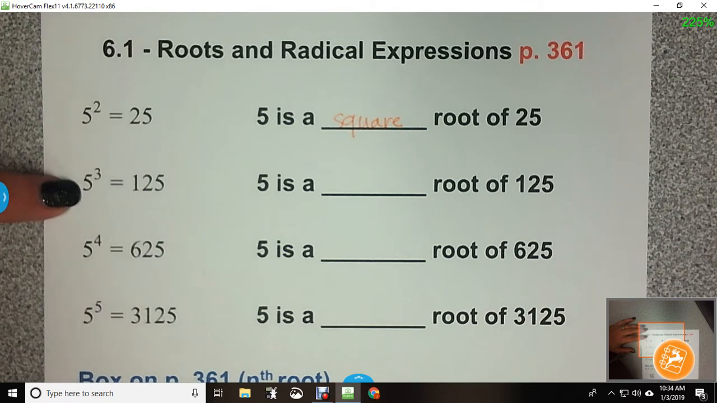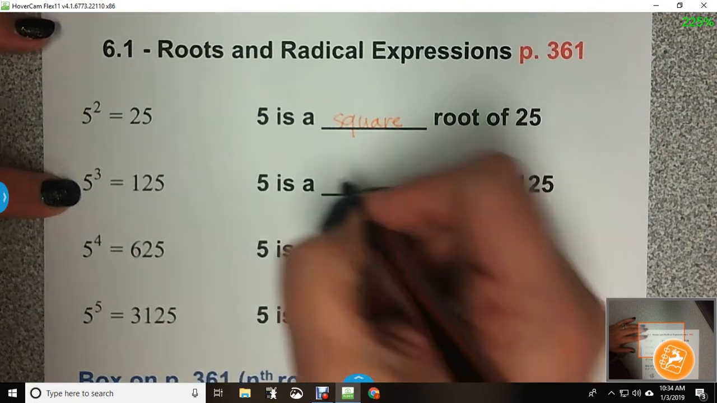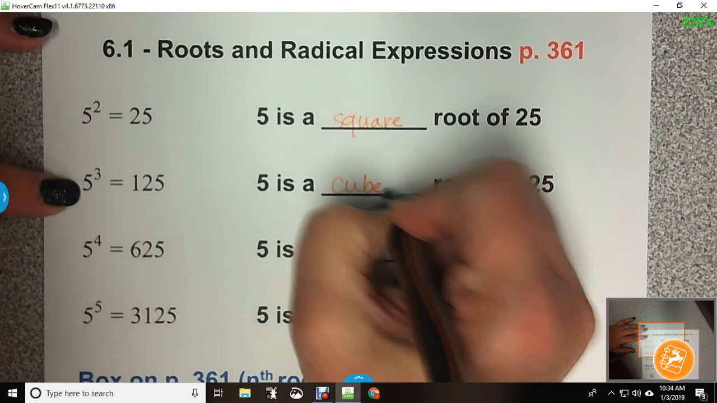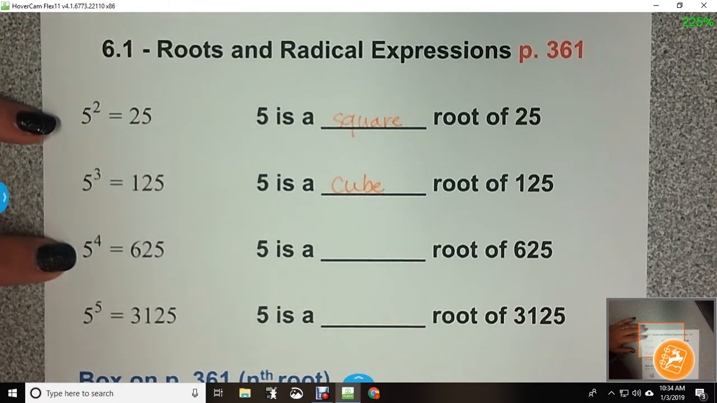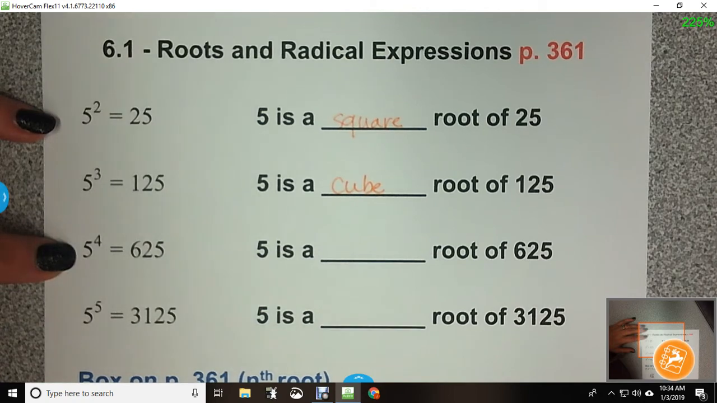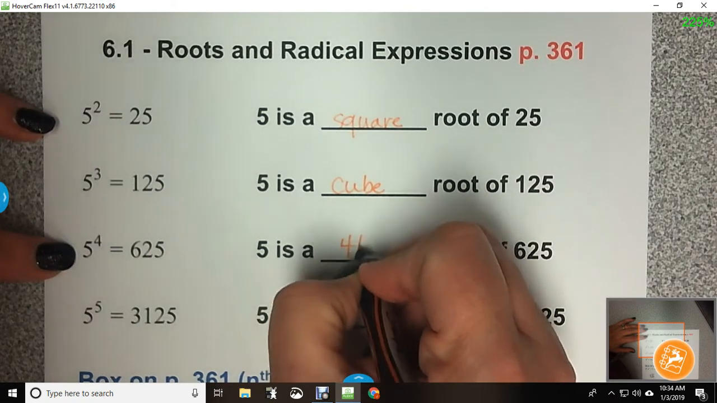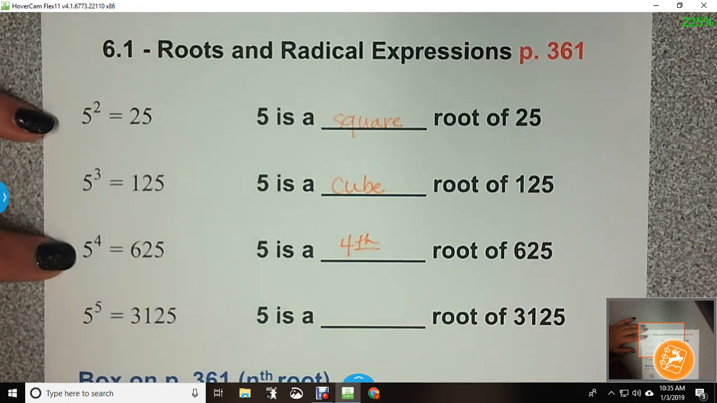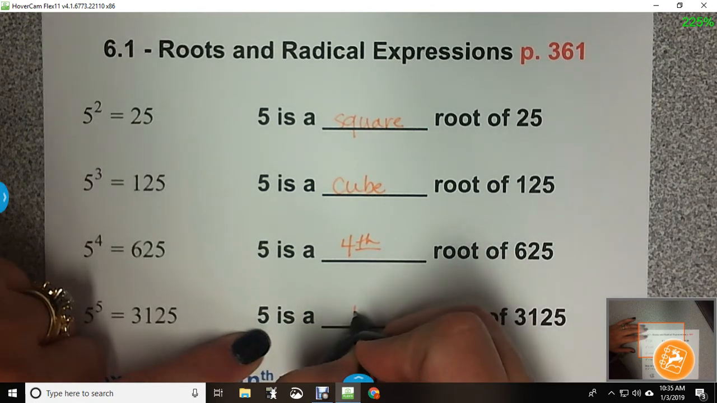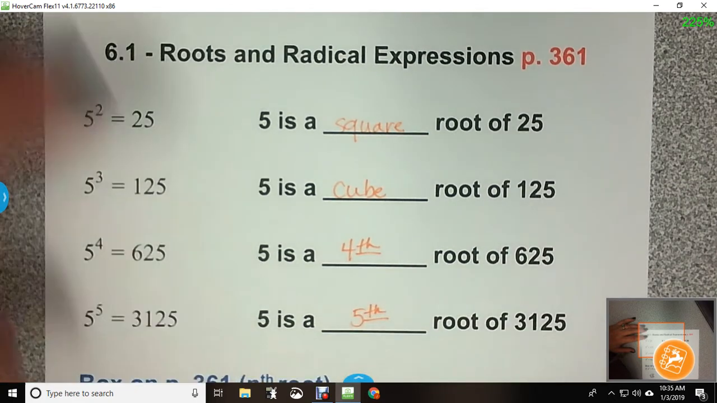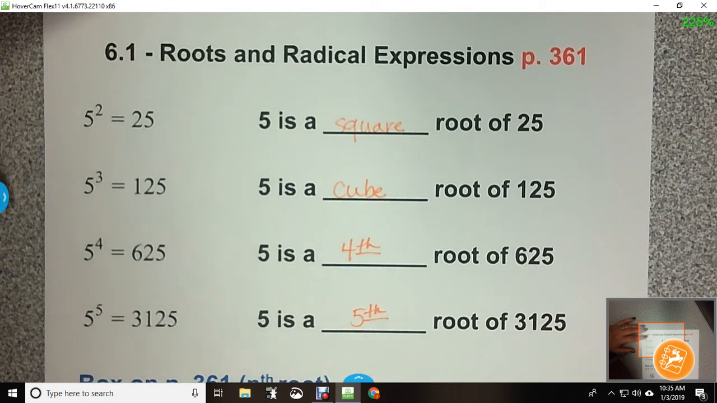Okay, and here where I have 5 cubed equals 125, that means that 5 is a cube root of 125. 5 to the 4th power equals 625 means that 5 is a 4th root of 625. And to follow that up, 5 to the 5th equals 3,125 means that 5 is a 5th root of 3,125.